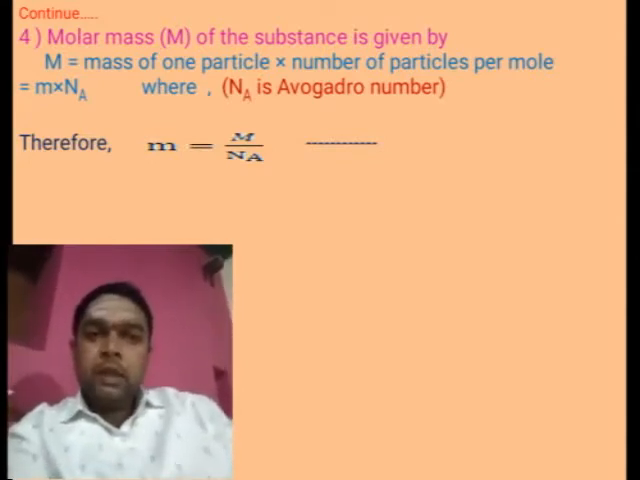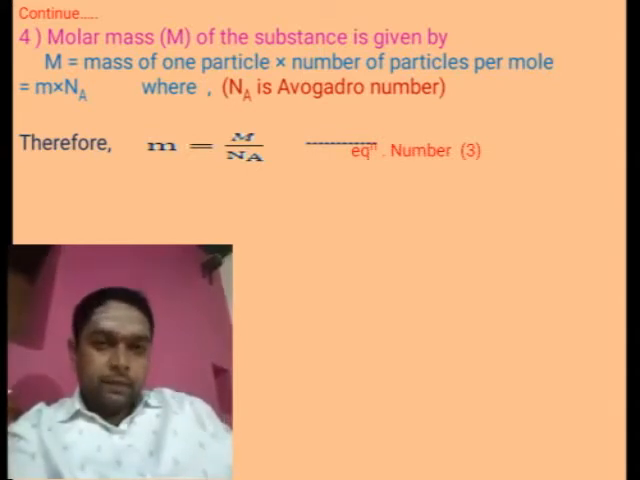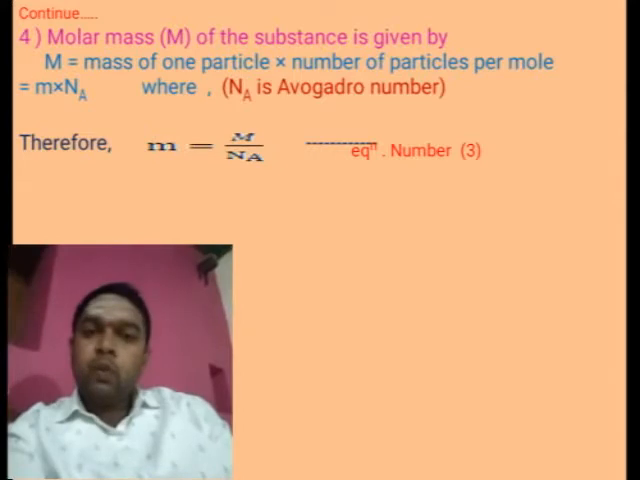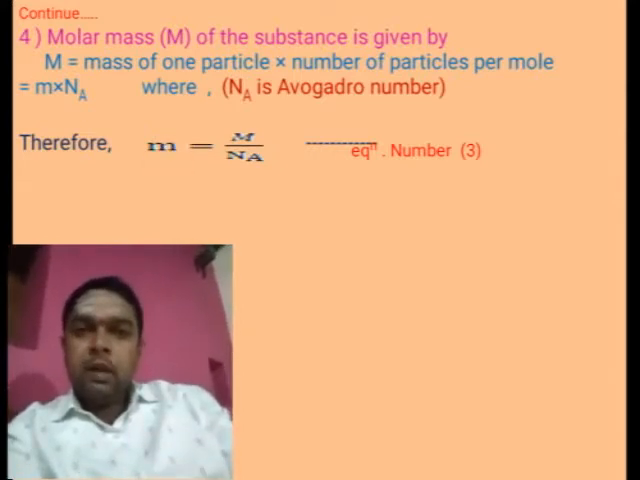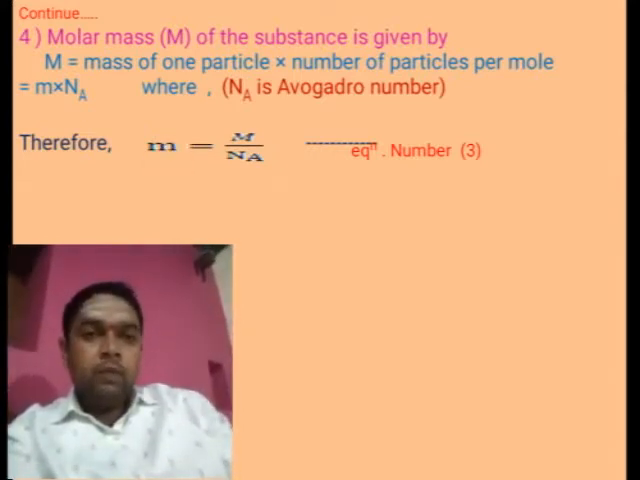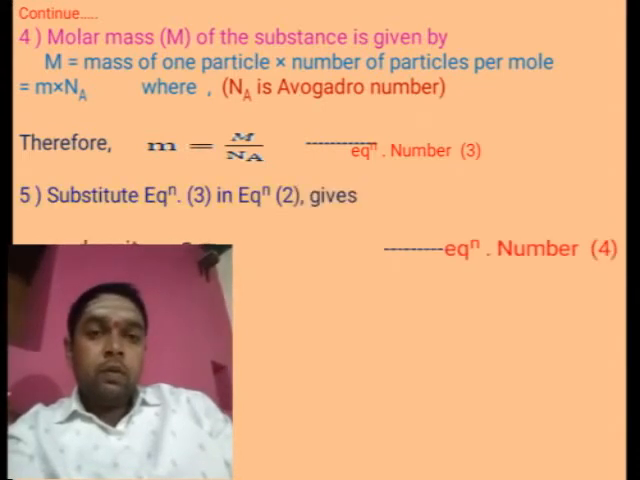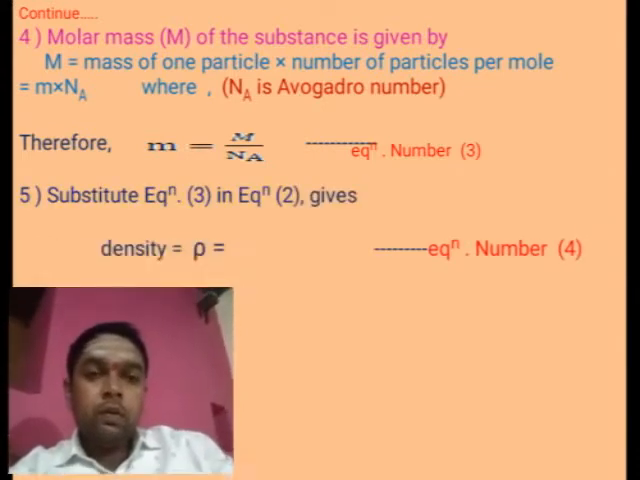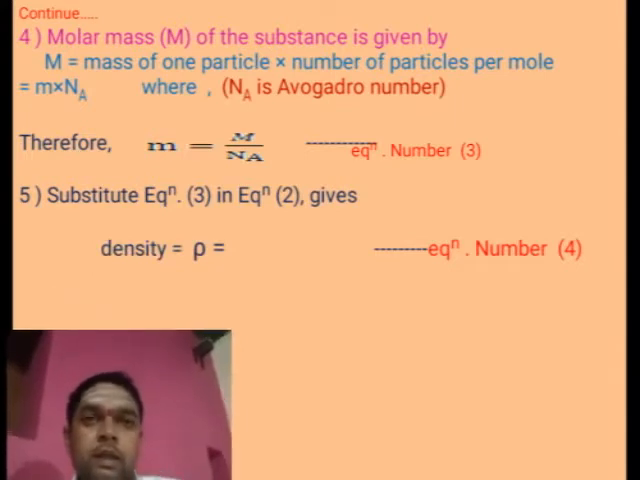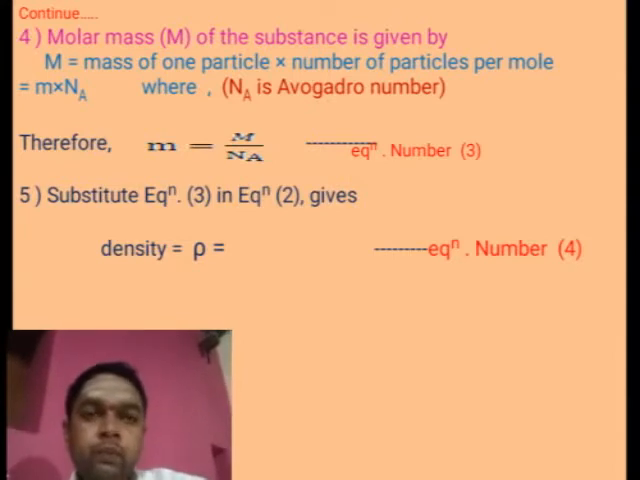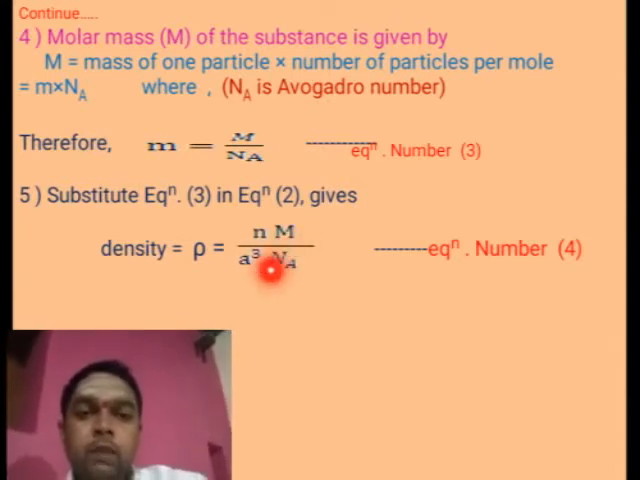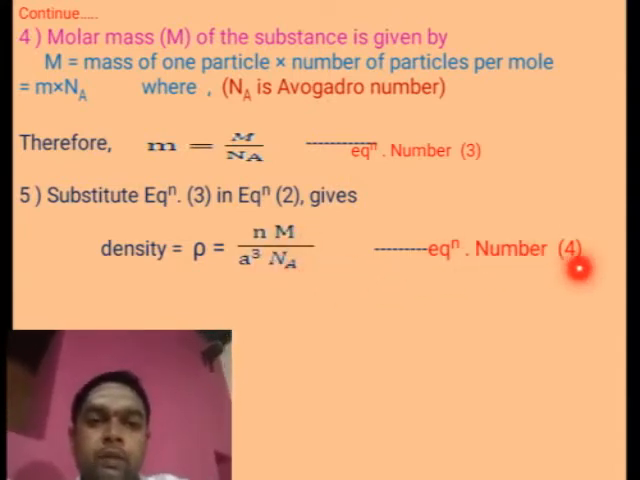By using these equations, we can calculate the density. Density is mass upon volume. This is the mass of one particle, and the volume is a cube. Therefore, this density rho is equal to n M upon a cube into N_A. This is equation number 4.